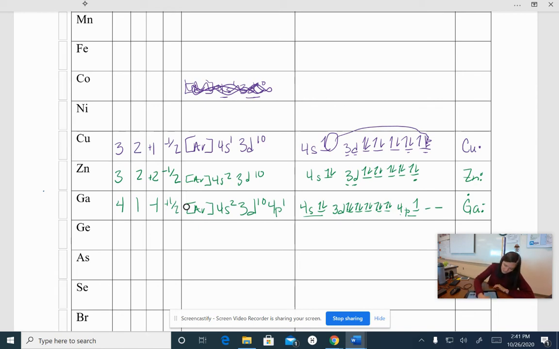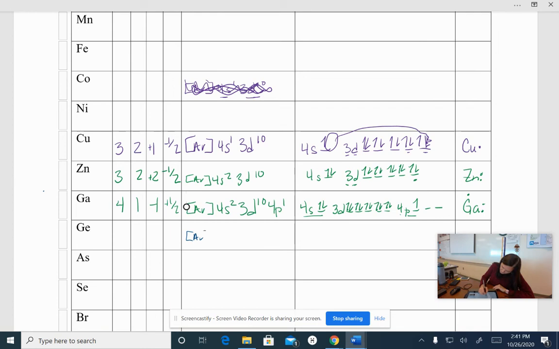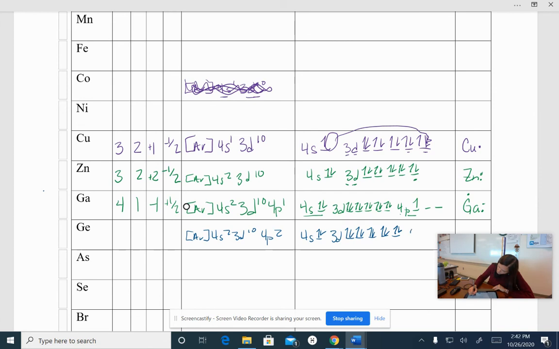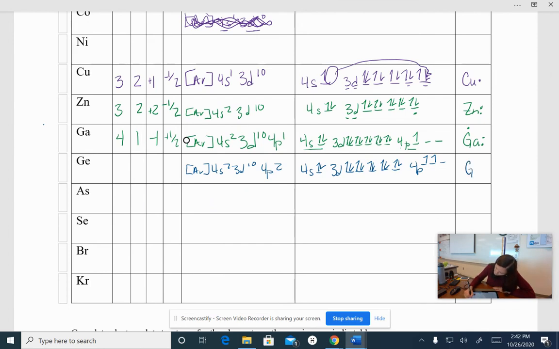Okay, germanium. Let's change the color again. Germanium, argon, 4s2, 3d10, 4p2: 4s up and down, 3d up, down, up, down, up, down, up, down, up, down, and then 4p up and up. So for germanium, we would expect to have four valence electrons, so our valence electron dot picture will look like that. That last electron we put in was in the fourth energy level. It was a p orbital. It was our middle orbital, so it was a 0 orbital, and it was a positive spin.